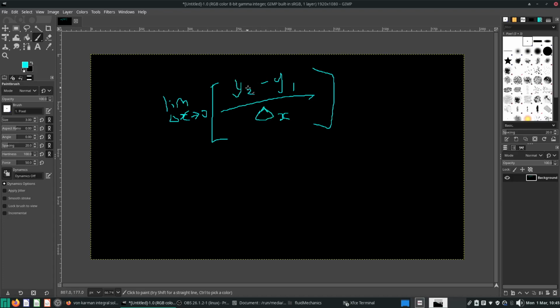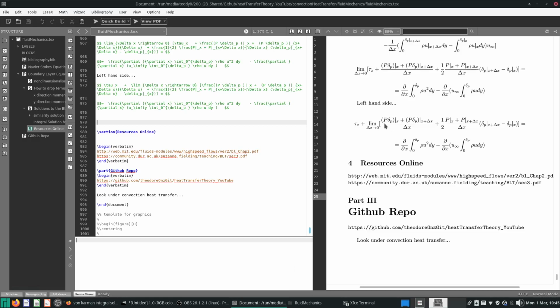You have a y2 that's evaluated at x plus delta x, and y1 that's evaluated at x. So maybe we call it x2, and this one is x1, and delta x of course equals x2 minus x1. So that's how this is supposed to look. Y can be any variable, and in this case y looks like p delta p, which is the pressure multiplied by the momentum boundary layer thickness. However, there's no subtraction sign here, so we need to introduce a subtraction sign.